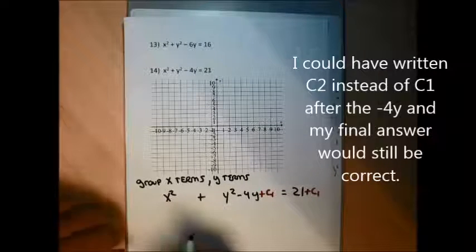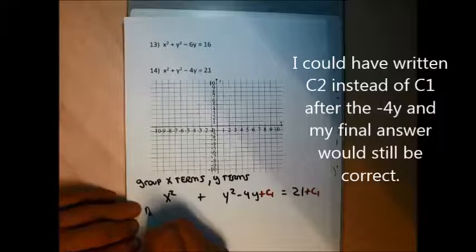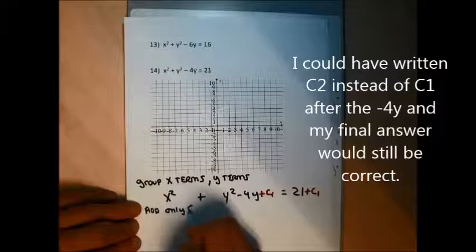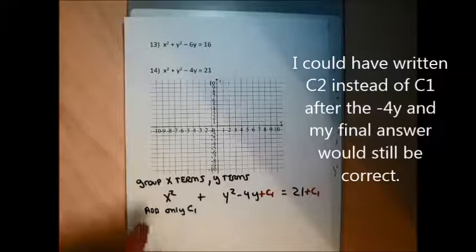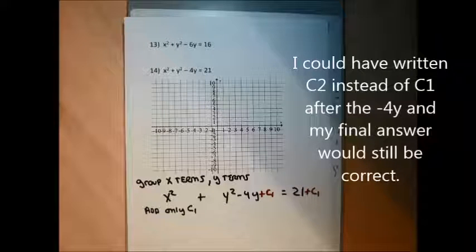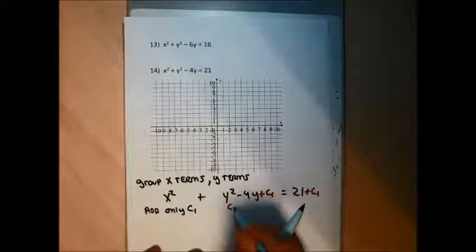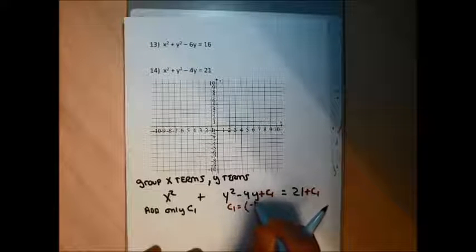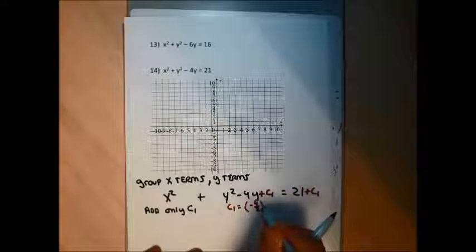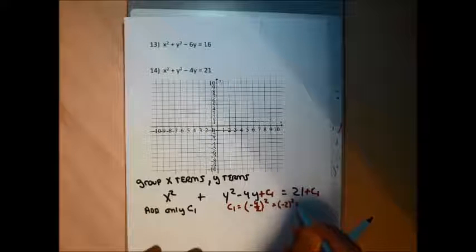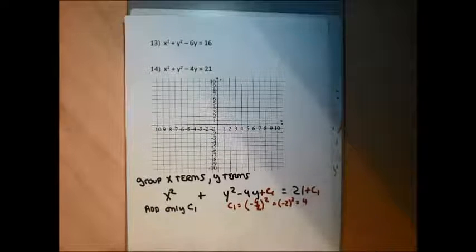So I'm going to group the x and y terms. I'm going to add, in this case, only C1, and the reason only C1 is because there's only one x term. I don't have 2 x terms that I'm worrying about. And my C1 is going to be negative 4 over 2 squared. That's going to be negative 2 squared, which is positive 4, and I add that to both sides.